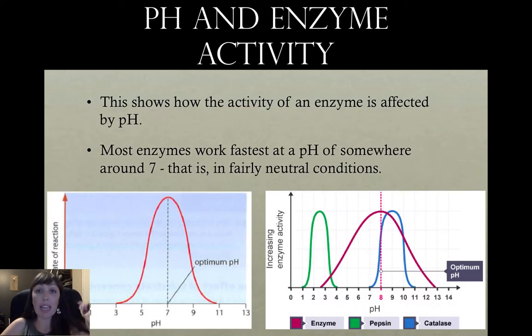Okay, pH and enzyme activity. So this shows how the activity of an enzyme is affected by pH. Most enzymes work fastest at a pH of somewhere around 7, so generally fairly neutral conditions. Again, pause and take a look at these graphics, okay? You can see that enzymes will have an optimum pH, okay? And at the optimum pH is where they are going to do their best work, their fastest work, okay?